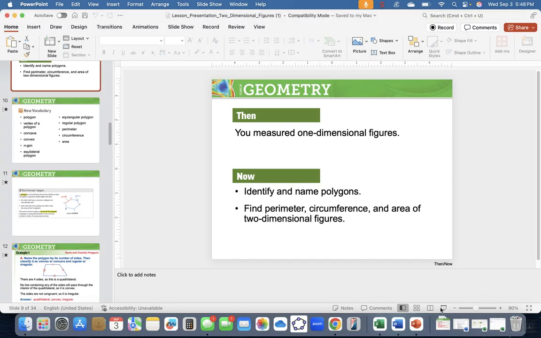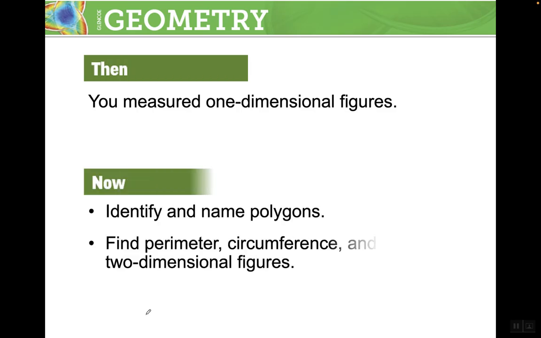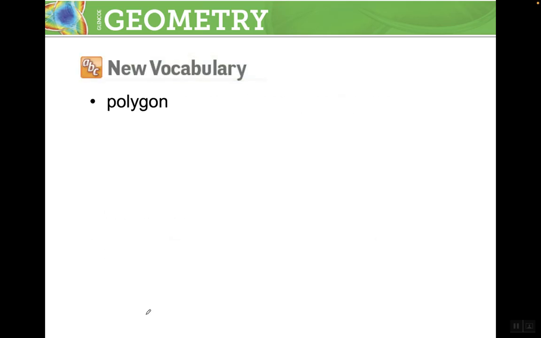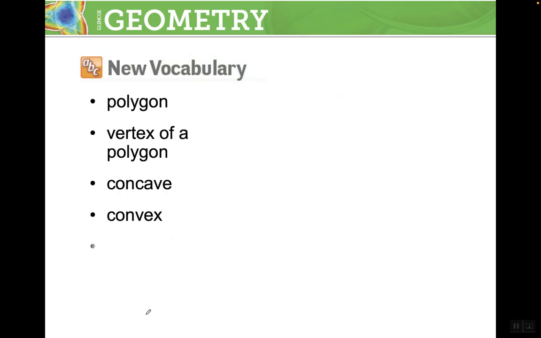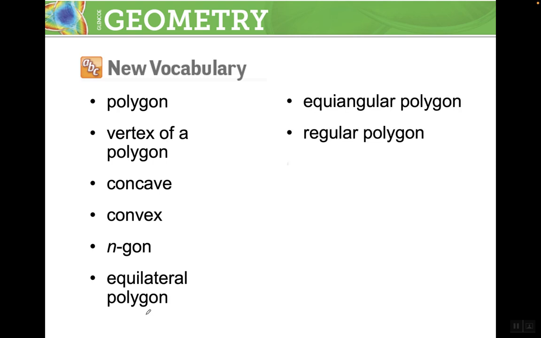Hello. Today we're going to be talking about two-dimensional figures. Let me grab my pen. All right. We're going to talk about the names of different polygons, triangle, quadrilateral, etc. And look at the perimeter, circumference, and area of these two-dimensional figures. So I'm going to just go through these vocab real quick and see what we got.